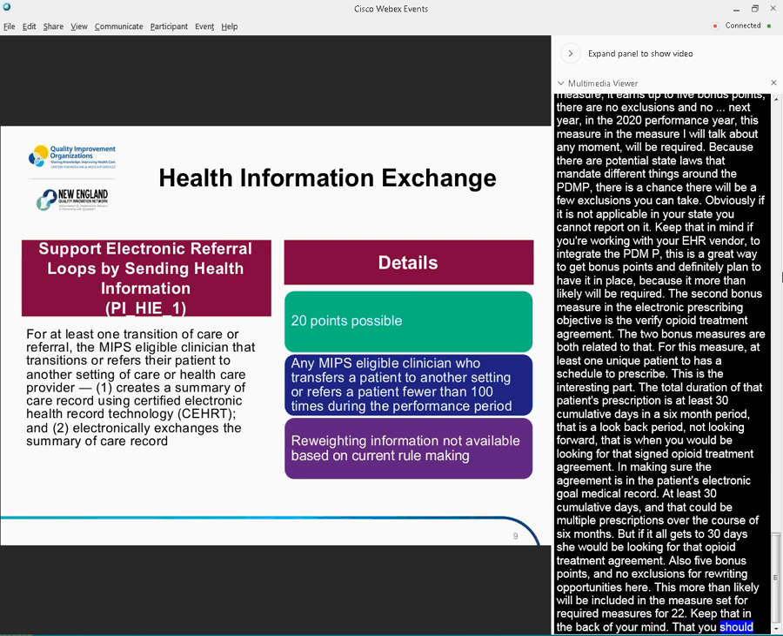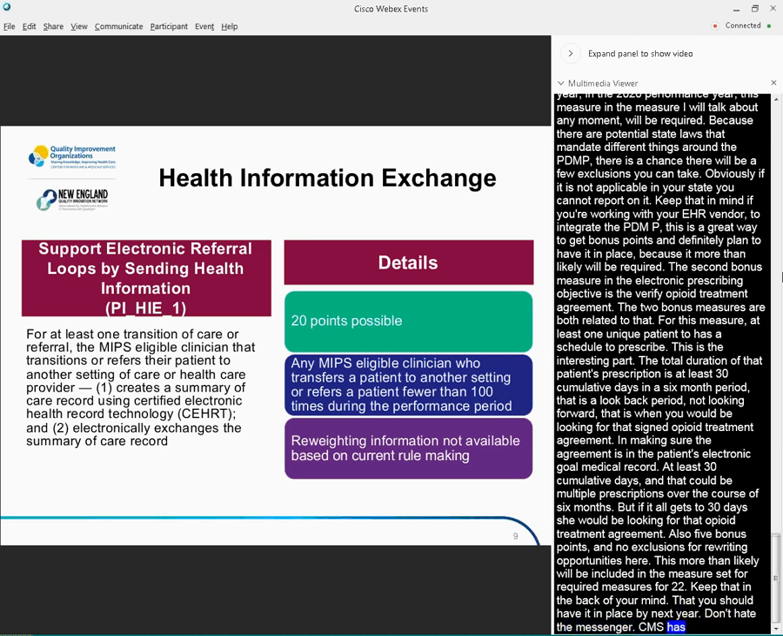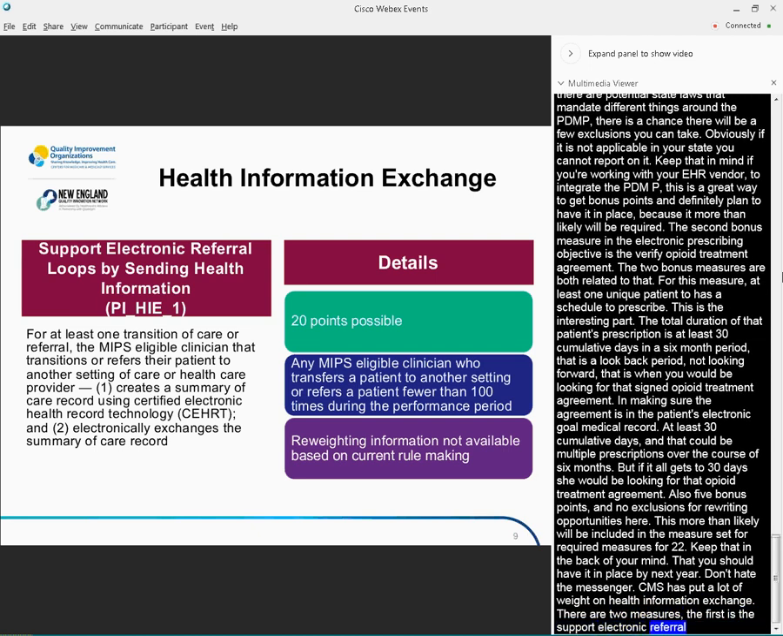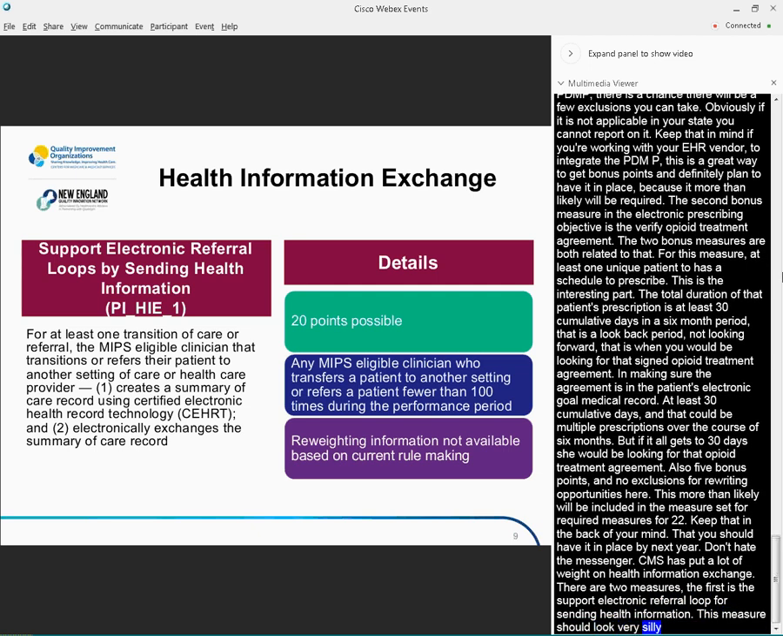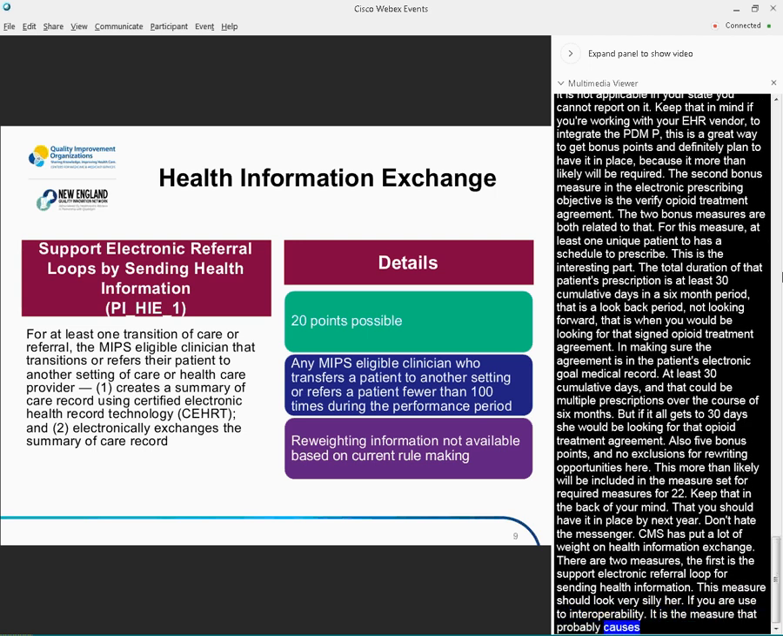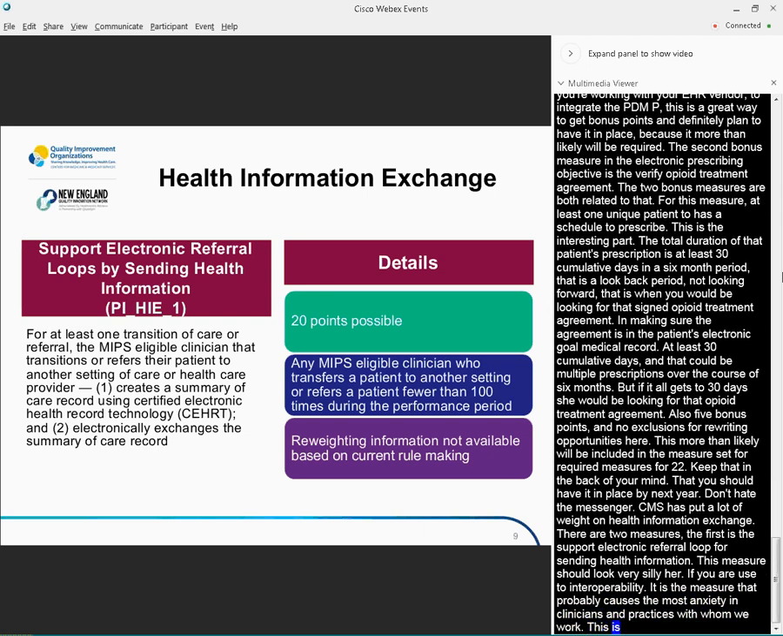All right, 2 fun measures. Don't hate the messenger. CMS has put a lot of weight on health information exchange. There are 2 measures in this objective. The first is the support electronic referral loops by sending health information. This measure should look very familiar to all of you if you're used to advancing care information, promoting interoperability, meaningful use. It is the measure that probably causes the most anxiety in clinicians and practices that we work with. So this is the sending the electronic summary care document.